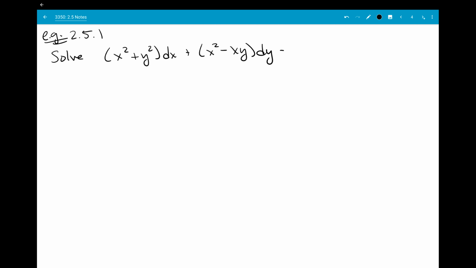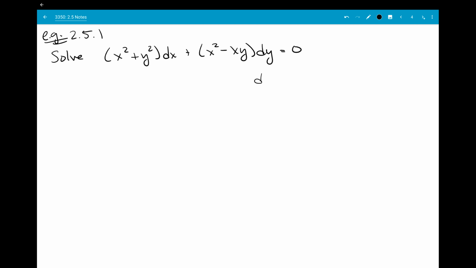All right, so next up is going to be our first example of using substitution. We're going to take this example from section 2.5, problem number 1, and it's going to be to try and solve this differential equation, (x squared plus y squared) dx plus (x squared minus xy) dy equal to 0. And so this is a differential equation in differential form.